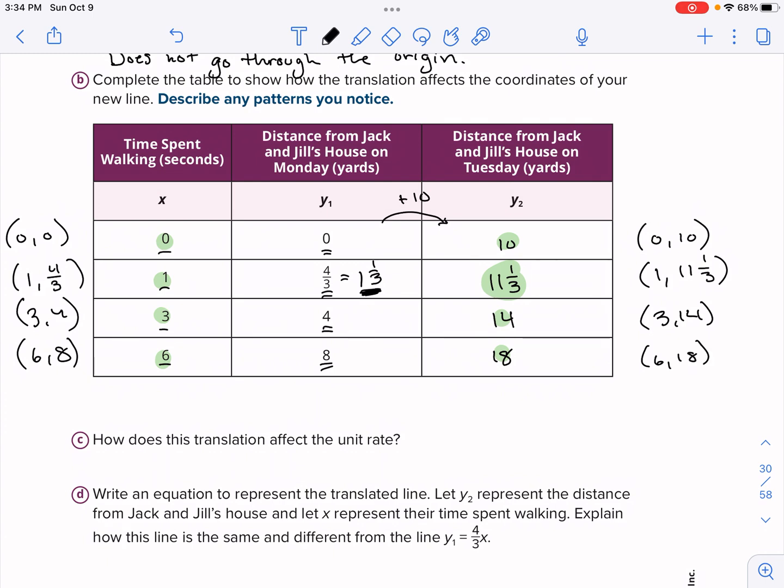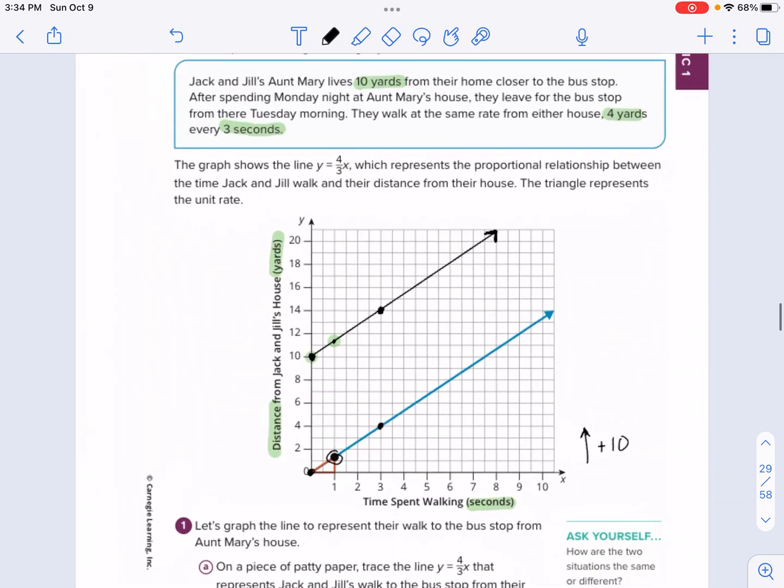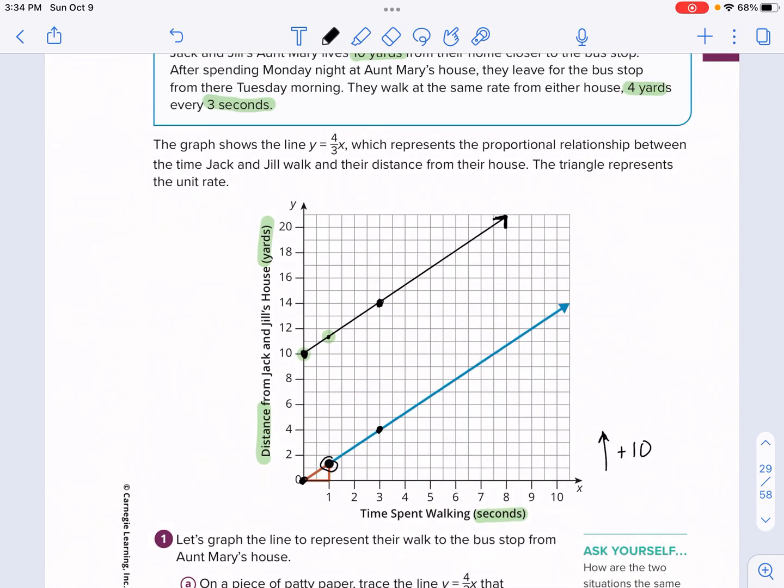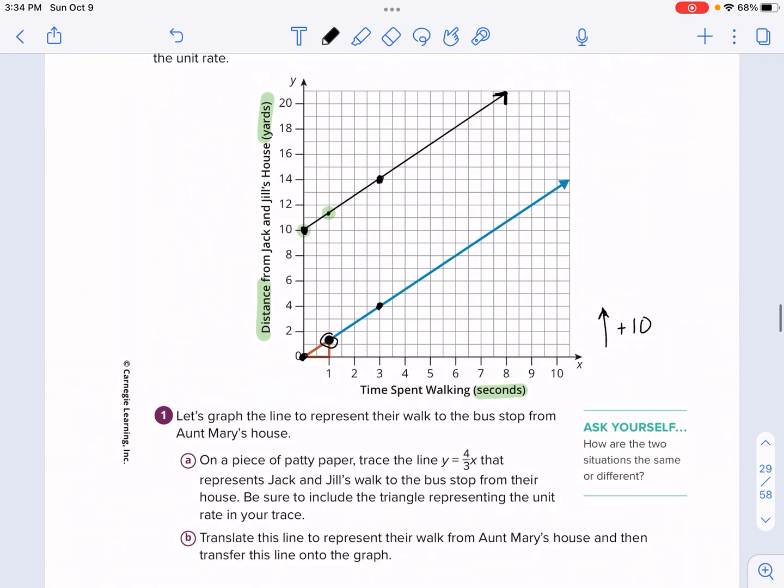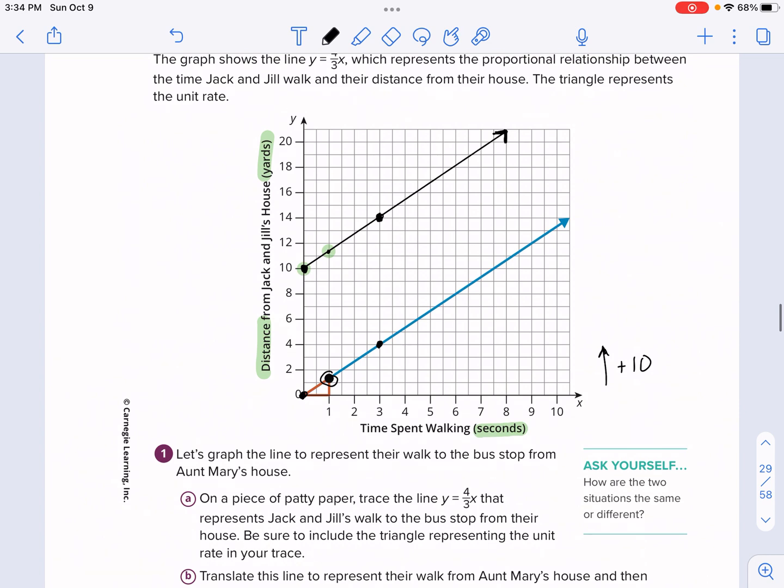Okay, so let's just verify these 2 points. 3 comma 14 and 6 comma 18. So 3 14, 6 18. Sorry, 3 14. Oh, that was the point that we used here. So that is graphed. Okay, and then 6 18.